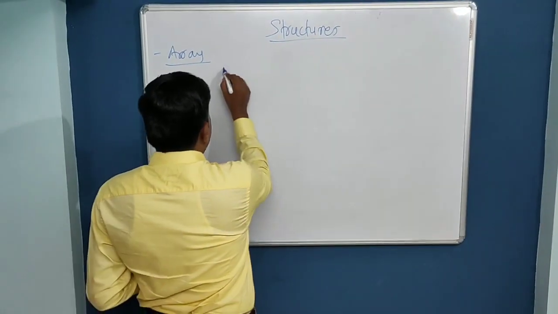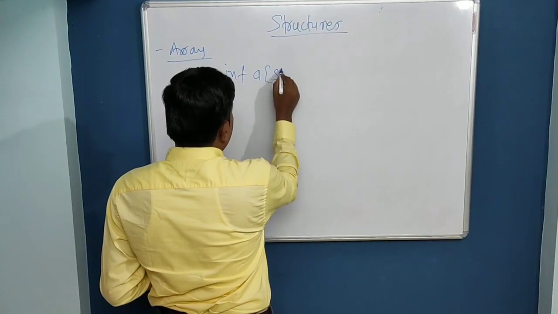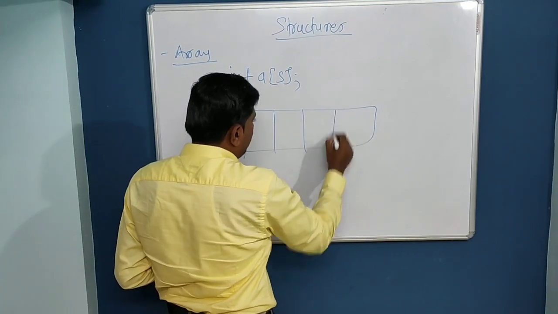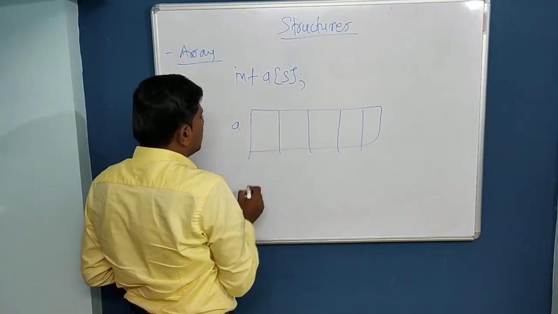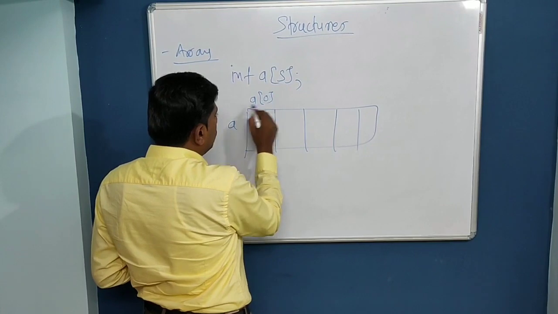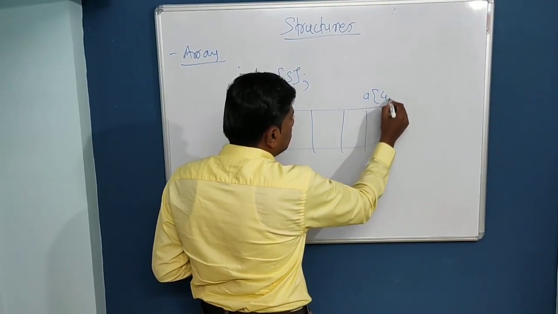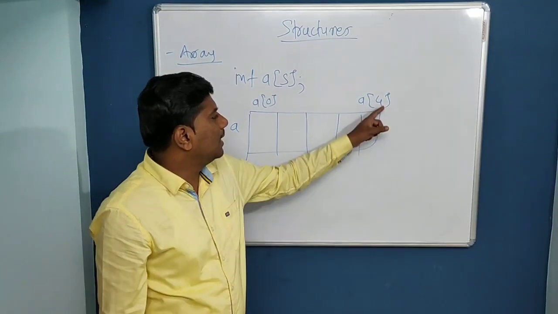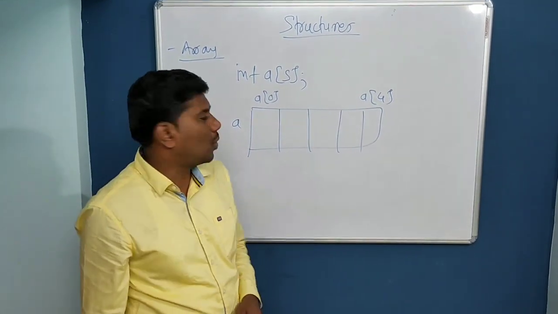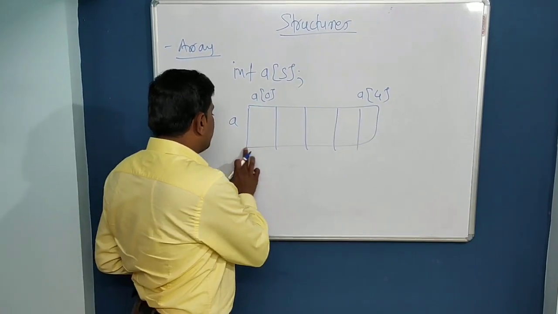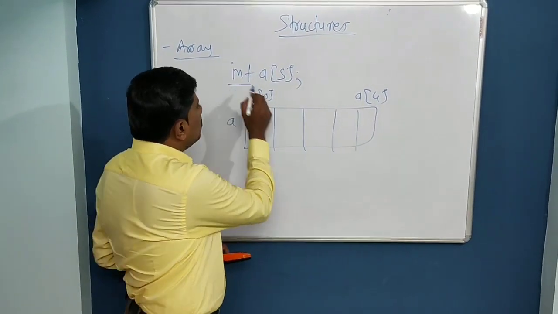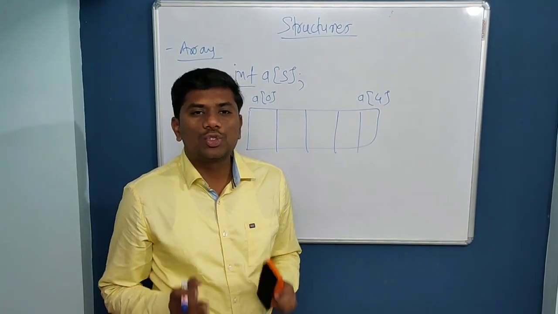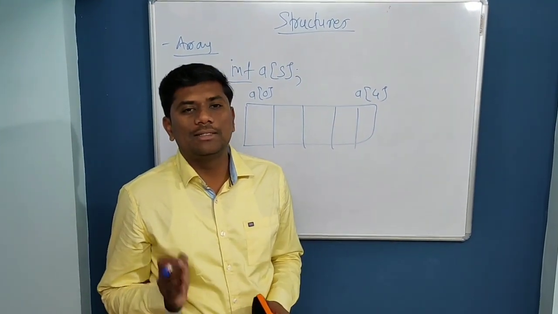So consider this is an array. The array name is A, and this is A of 0, this is A of 4. You know that array index starts with 0 and ends at size minus 1. Here, as we have specified, the data type of the array is integer, so we can store only integer type elements in this array.